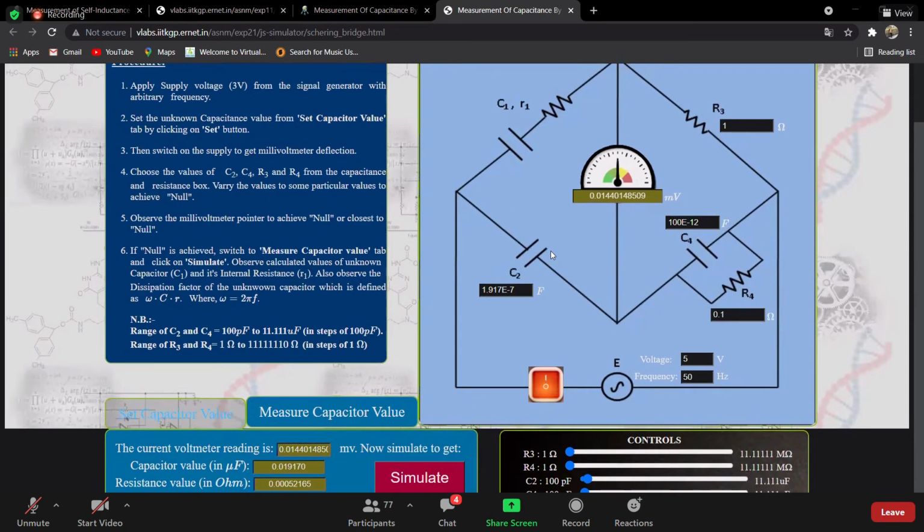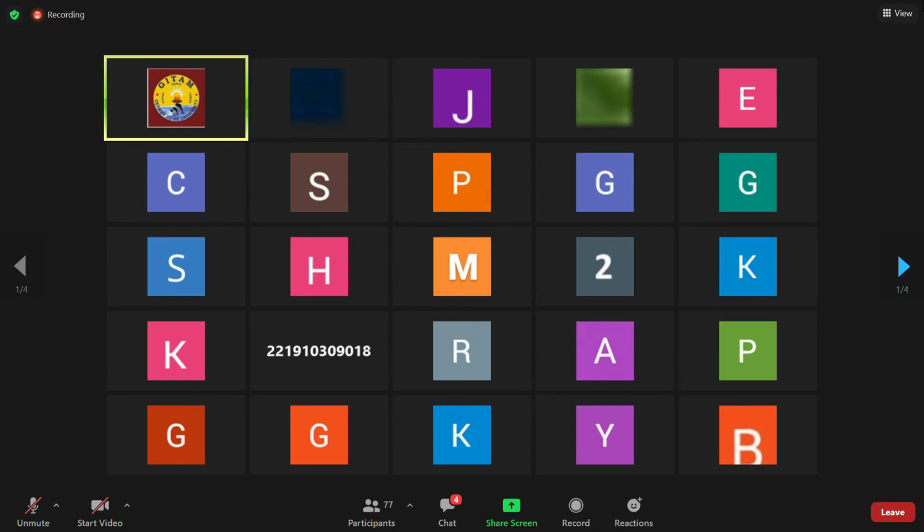Correct, but try to get some smaller value at the voltmeter. Students, if you want to share voluntarily, you can share.